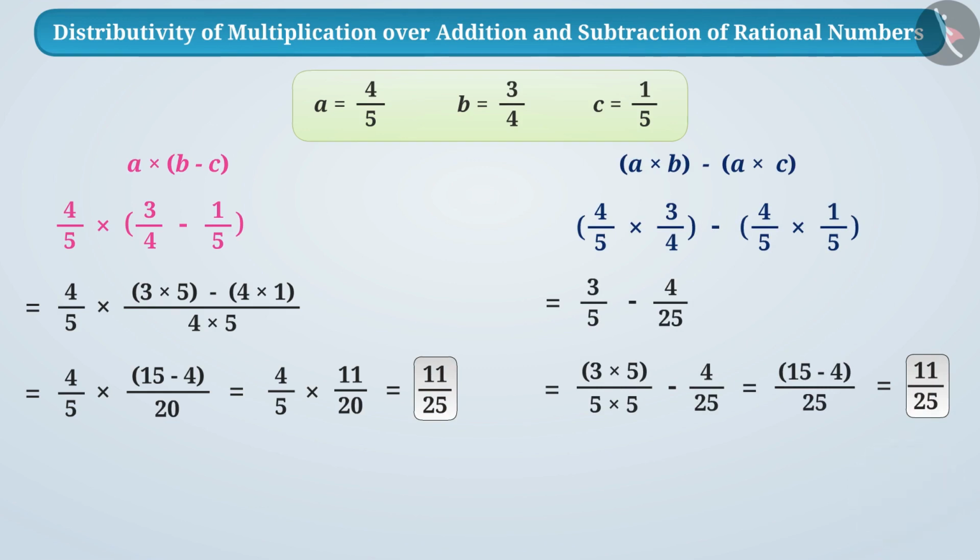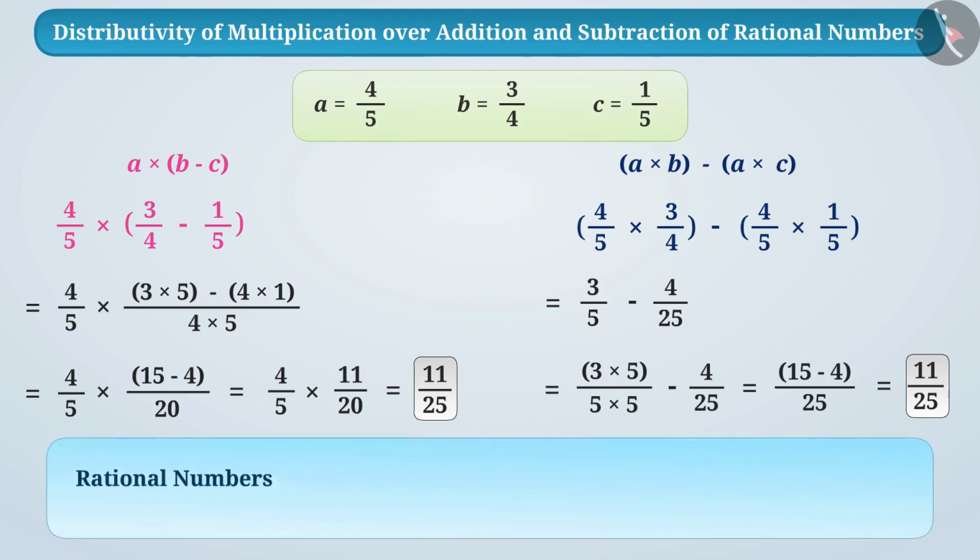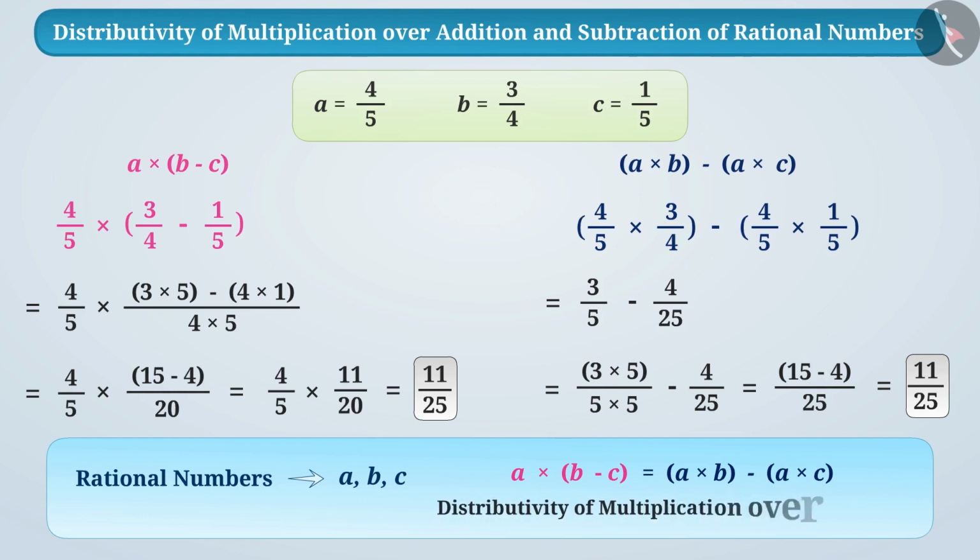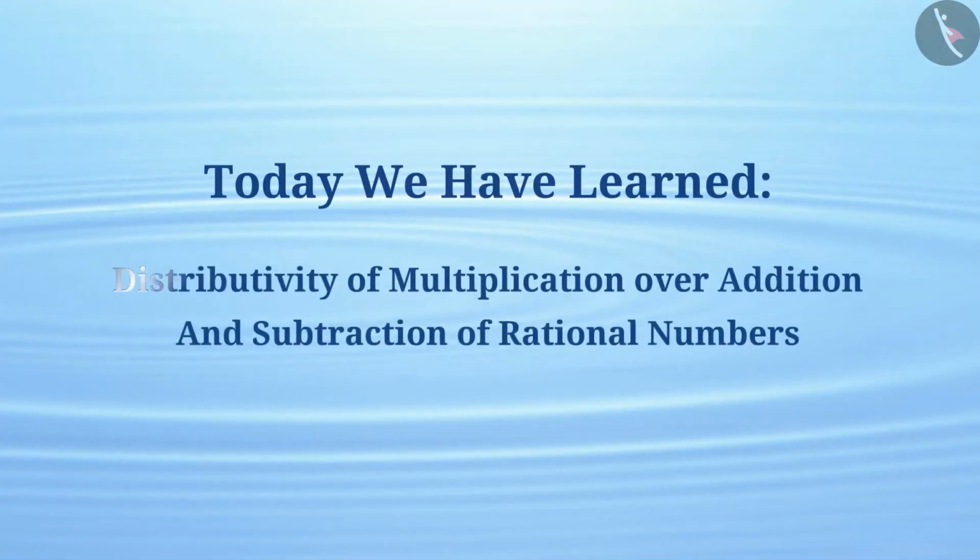Sure, we can say that for any three rational numbers a, b, c, a multiplied by (b minus c) is equal to a multiplied by b minus a multiplied by c. We call this distributivity of multiplication over subtraction. Now you must have understood distributivity of multiplication over addition and subtraction. So today we have learned distributivity of multiplication over addition and subtraction of rational numbers. In the next video, we will see some examples related to them.